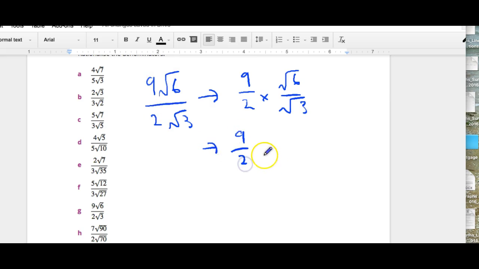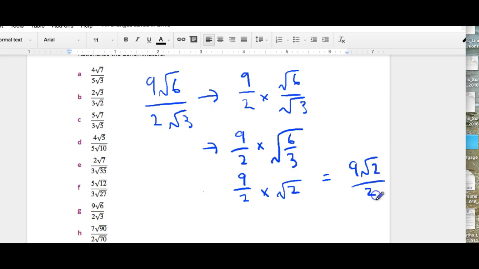Now, you should recall when we did division that you can actually do this under the 1 square root sign. So we're now left with 9 on 2 times the square root of 6 divided by 3, which is 2. And then let's bring everything together. We get 9 root 2 over 2, which is exactly what you would get if you rationalise the denominator. So we're going to rationalise the denominator as well.